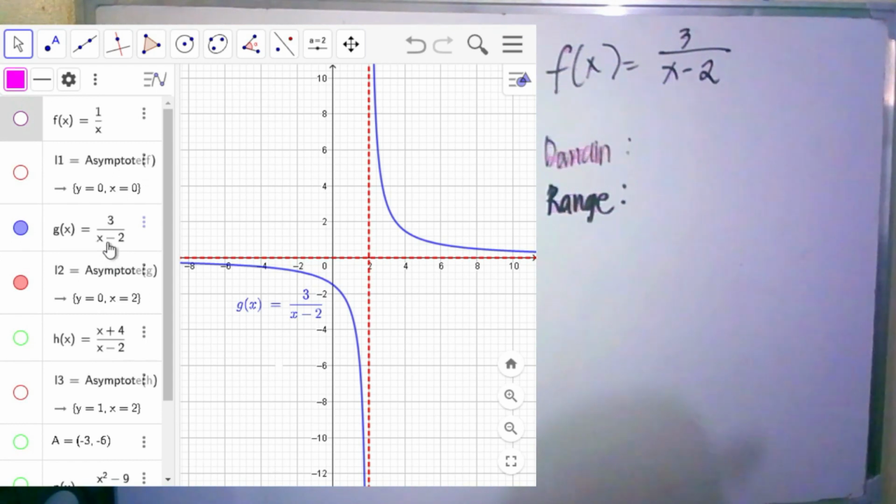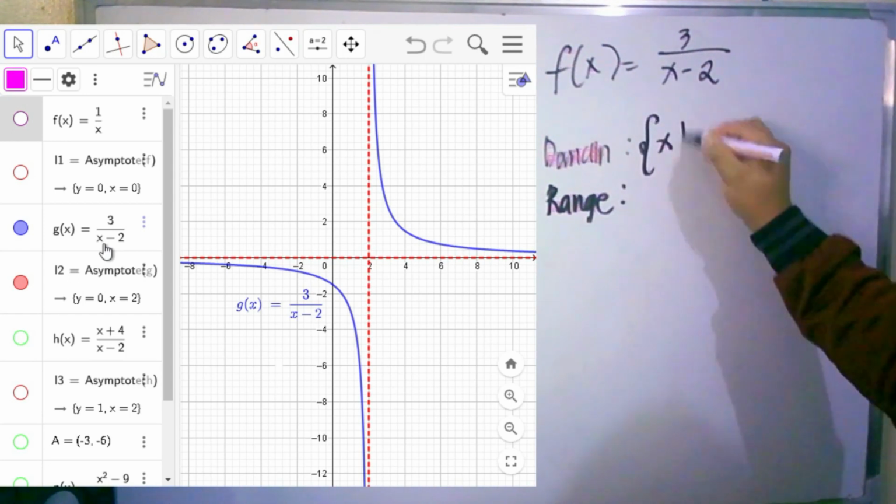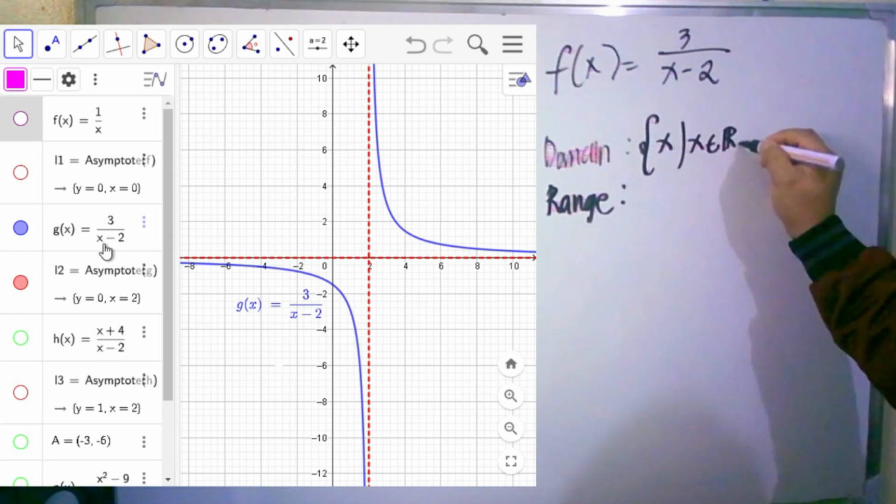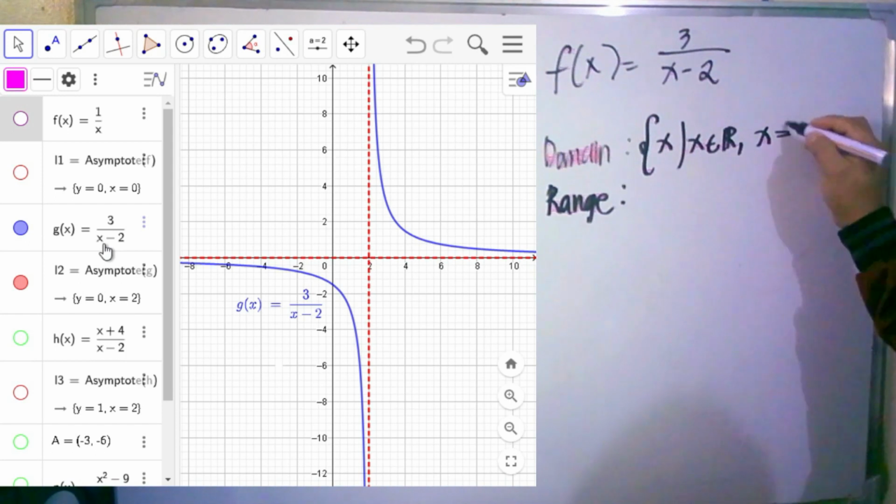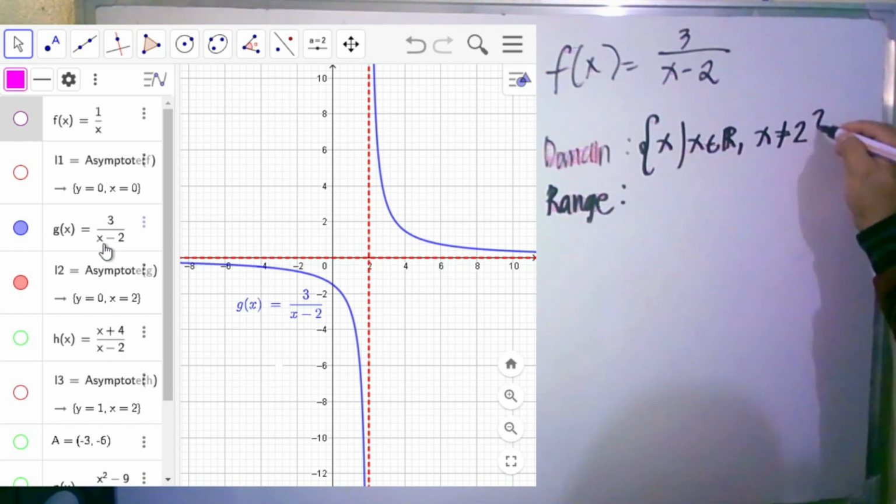Sure, 0. 0 minus 2. What's the answer? Minus 2. So negative 3 over 2 is a real number. So walang problema kapag x equal to 0. We are still talking about the domain. So the domain is the set of all x element of the set of real numbers except for positive.